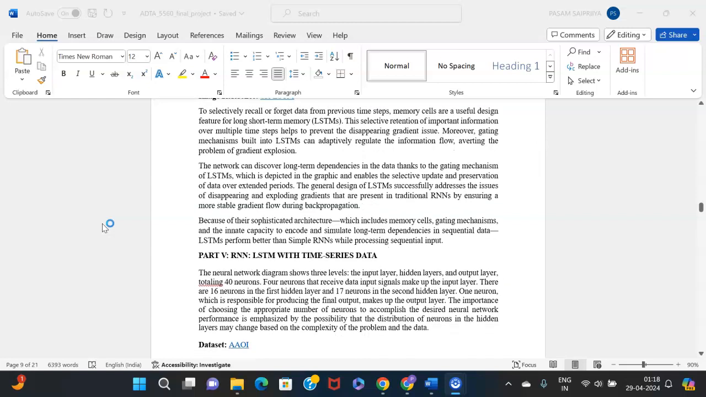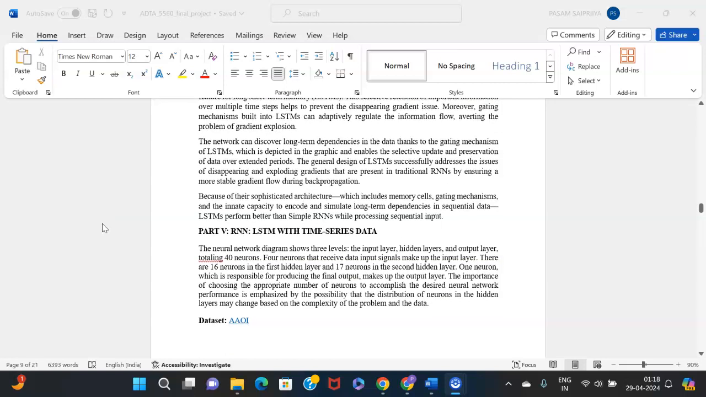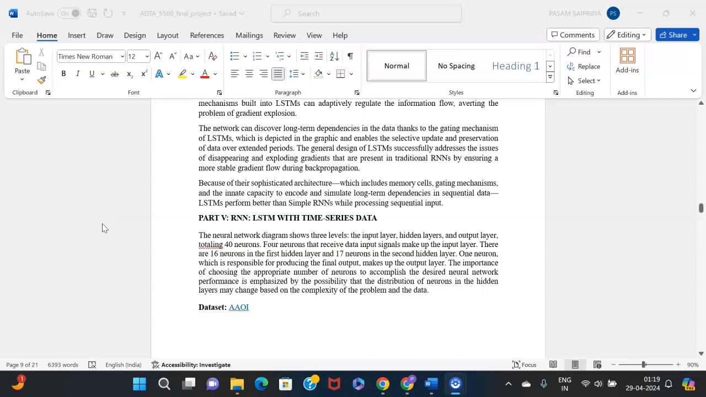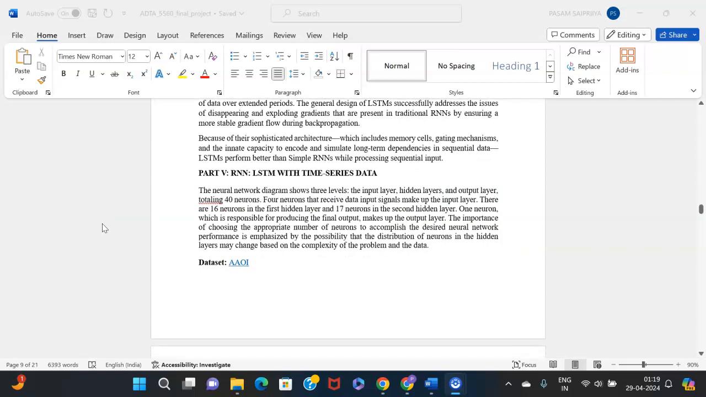The general design of LSTM successfully addresses the issue of vanishing and exploding gradients that are present in traditional RNNs by ensuring a more stable gradient flow during backpropagation. Because of their sophisticated architecture, which includes memory cells, gating mechanisms, and the innate capacity to encode and simulate long-term dependencies in sequential data, LSTMs perform better than simple RNNs while processing sequential input.